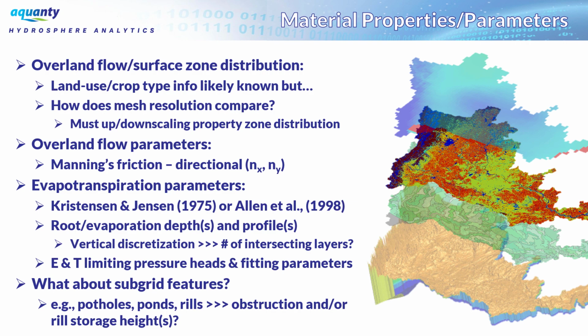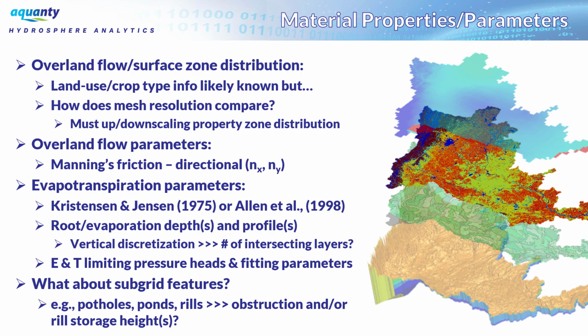And again, here we want to think about vertical discretization. How many layers are going to intersect that root depth zone and that evaporation depth zone? Is there enough discretization in my layering to properly represent those processes? And there's plenty of other parameters as well to consider. The major thing here is to understand that if evapotranspiration is a very important process and something that you're interested in, you'll want to make sure that you discretize the layering in the subsurface just underneath the surface domain sufficiently.